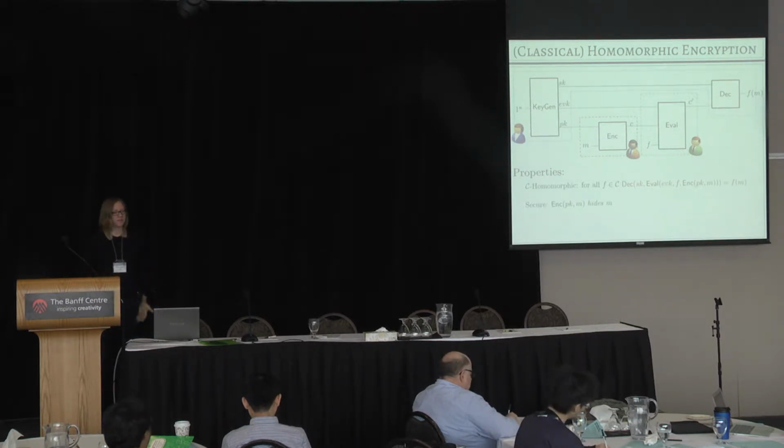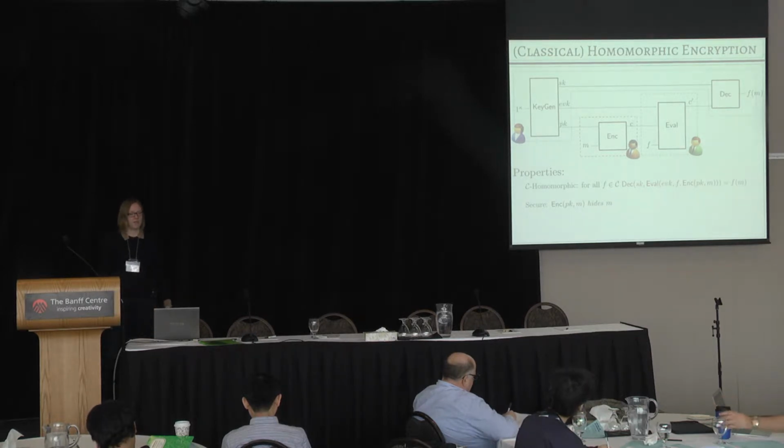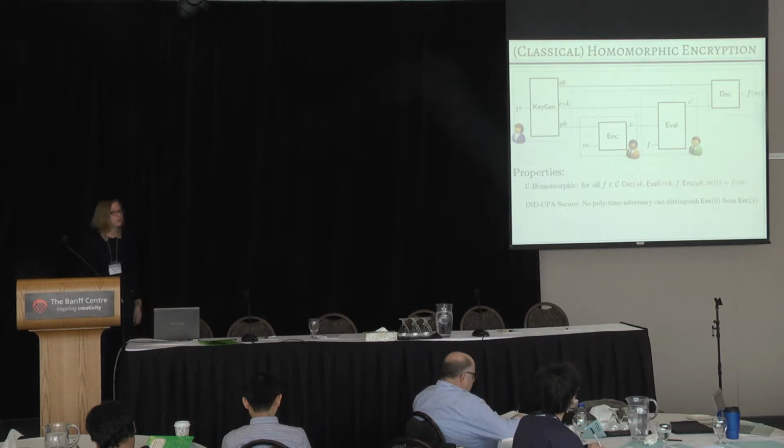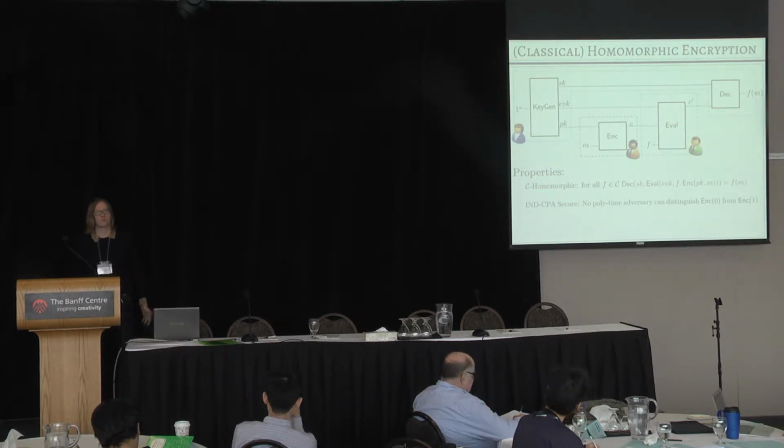And of course, this is an encryption scheme, so we would like it to be secure. In some sense, we require that the encryption of a message m using a public key PK should hide m. The standard sense of security that is generally used is indistinguishability under chosen plaintext attack. On a high level, this says that no polynomial time adversary should be able to distinguish an encryption of 0 from an encryption of 1 with non-negligible success probability.